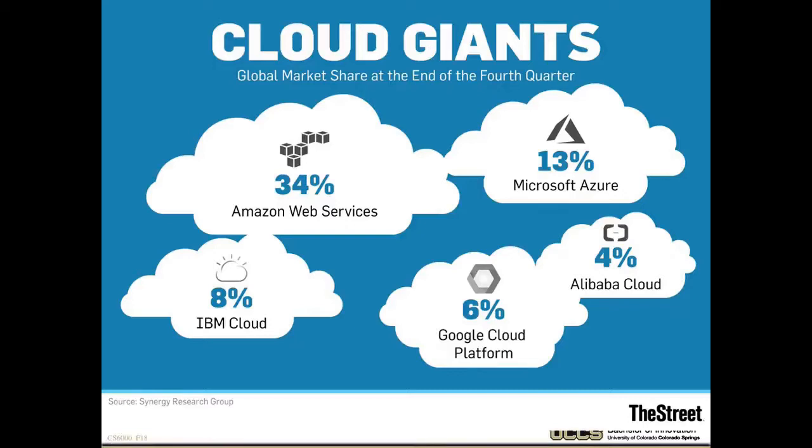As I said, there are many choices of clouds. I'll go through them. The biggest by far is Amazon at 34%. Microsoft Azure, you've probably heard of, is 13%. IBM Cloud is 8%. Google is 6%. And Alibaba was 4%. And this was as of March of 2018. Did anyone notice anything about these numbers?